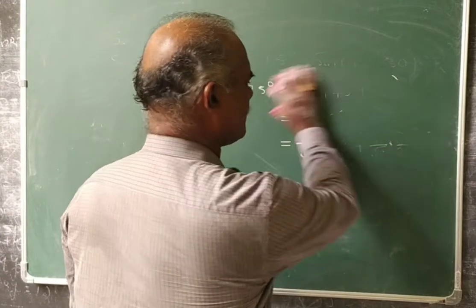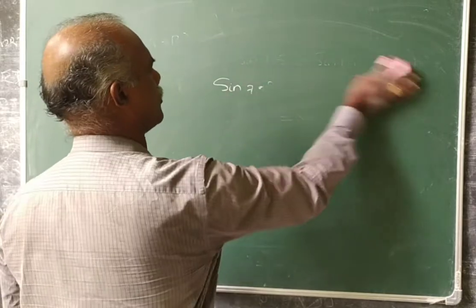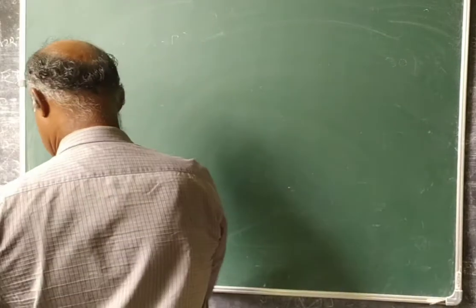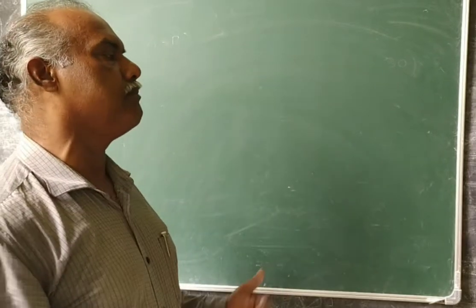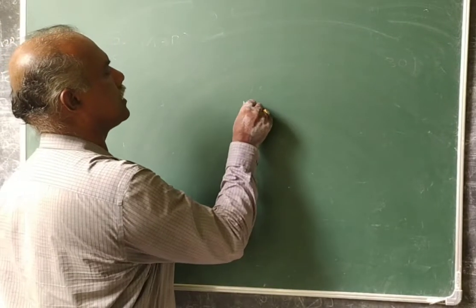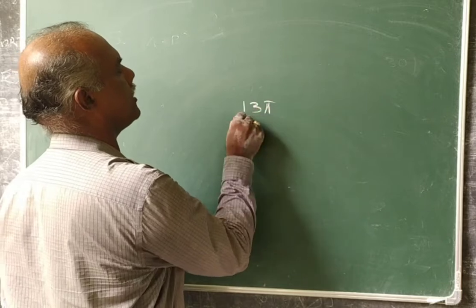Now, when we have to solve problems involving radian measure, for example, 13 pi by 12.